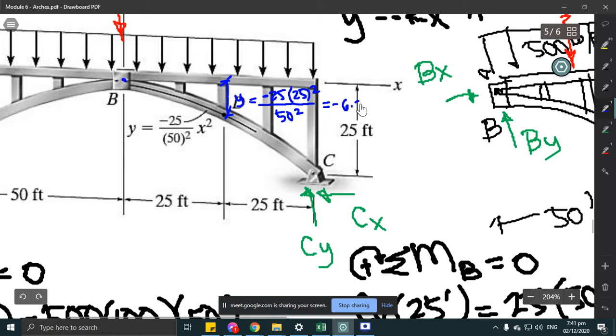So, negative 6.25. Or just take the absolute value of that. So, that is 6.25, which is downward. 6.25. Ayan. So, ito nga yung distance niya.